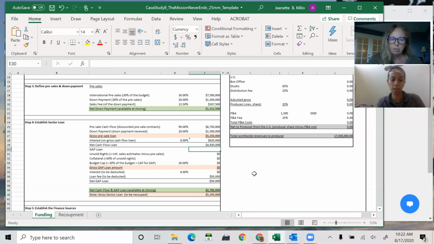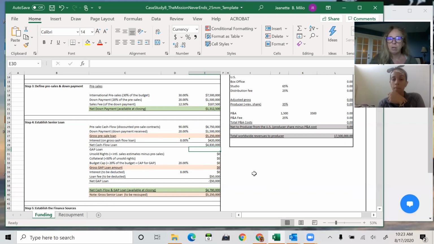4,830,000. Perfect. So now we have the pre-sale loan that the bank will give us against all our contracts that we have actually signed. So these are actual contracts that we have in our hand, actual distribution contracts, and the bank says, I'm going to pay 90% of these actual distribution contracts. I'm going to charge you an interest, and here's what you're going to get. And the money that you already received, which is your $1.5 million down payment, I'm going to deduct simply because you already received it. This is all we did so far, right?